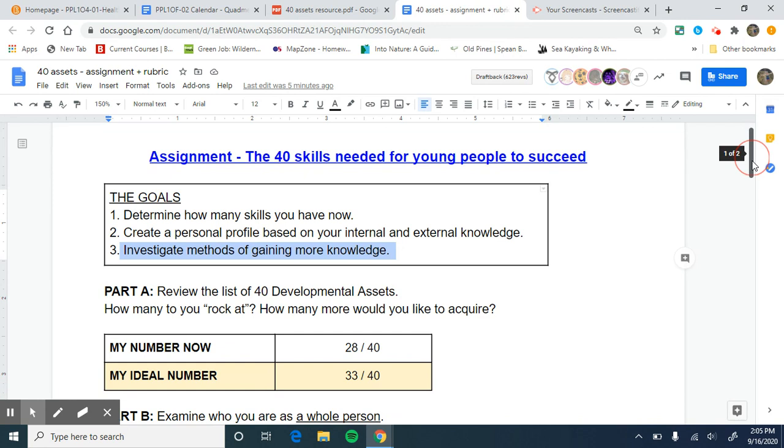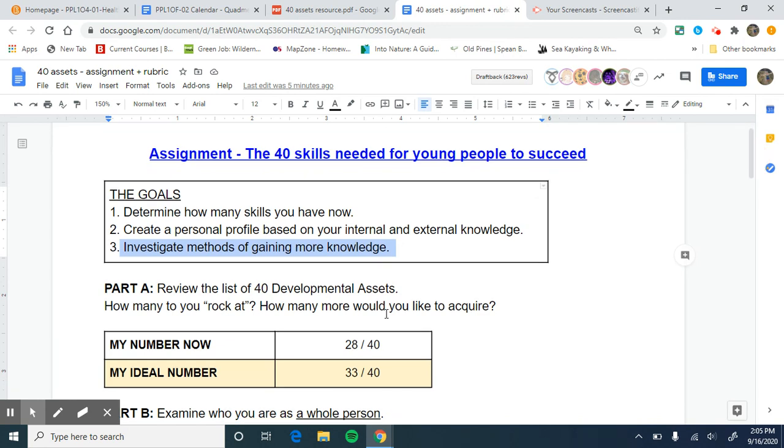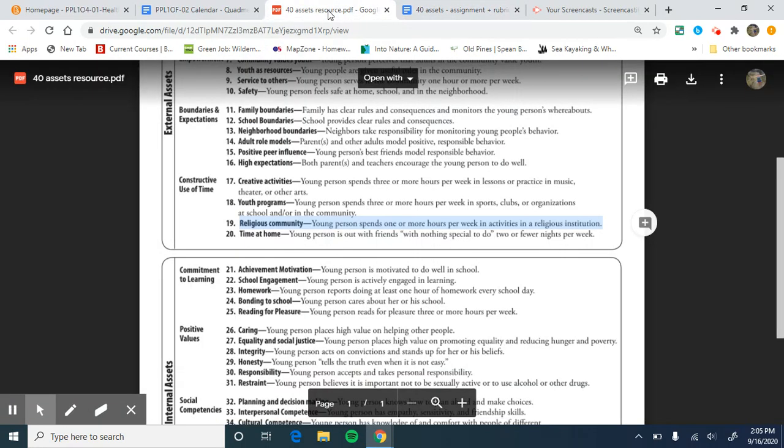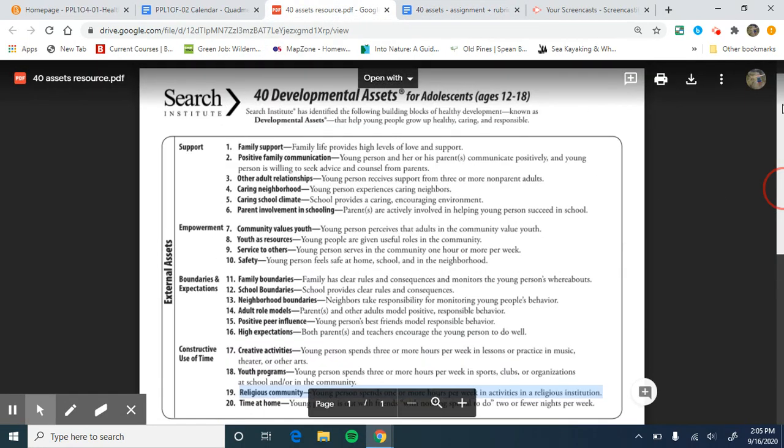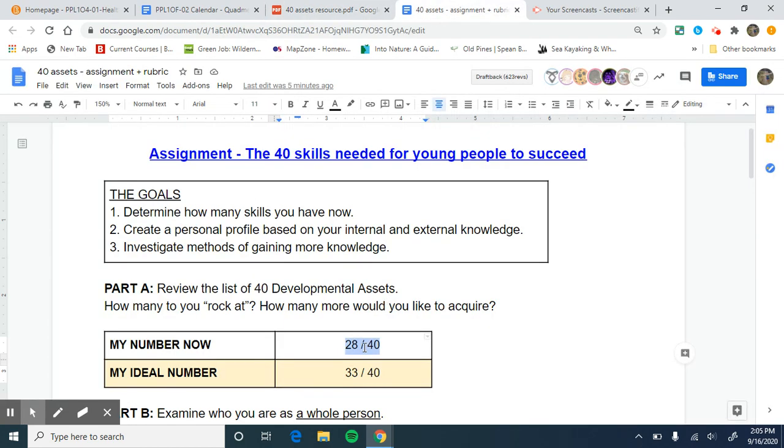So in this first part, in part A, it says review the list of 40 developmental assets. And you're going to think about how many do you rock at and how many would you like to acquire. So if you noticed here, where did I get these numbers? I'm referring to this 40 assets resource doc. So I went through all of these assets and I counted altogether that I have 28 assets that I believe I have from that list. And then I went through and I'm like, oh, well, there's 5 more I wish I had. So that's where this ideal number came from.